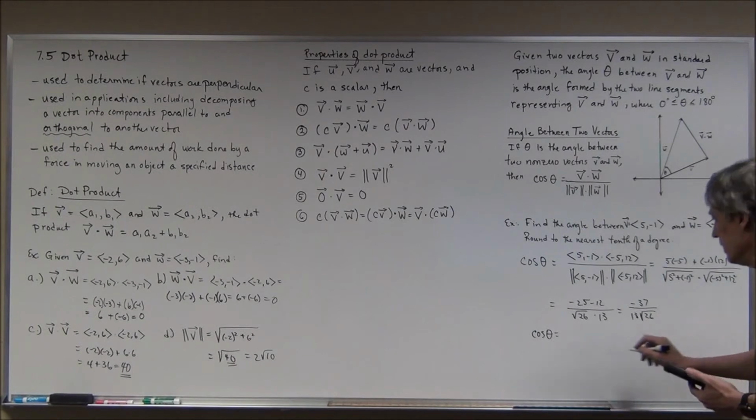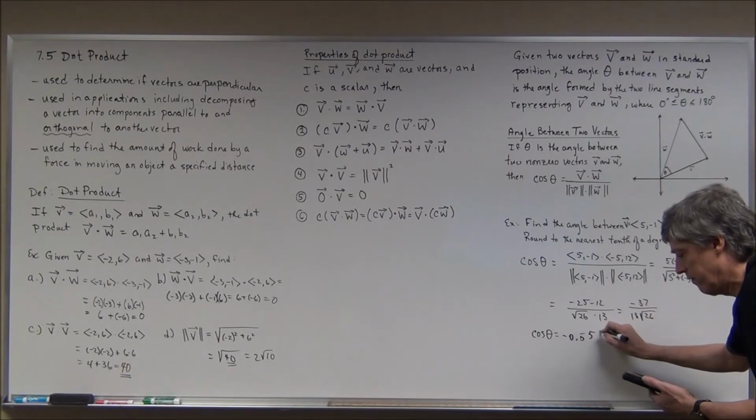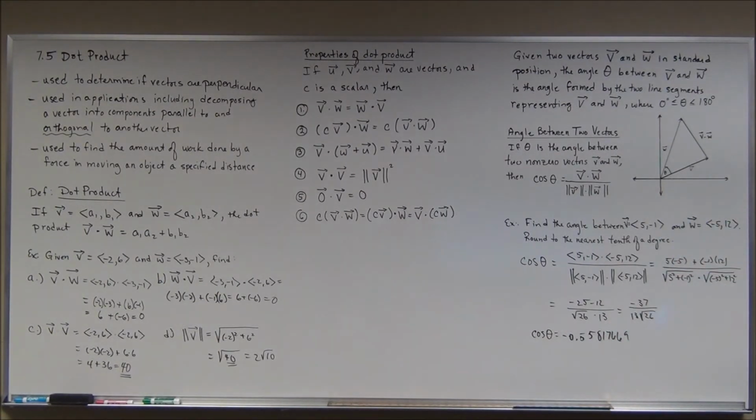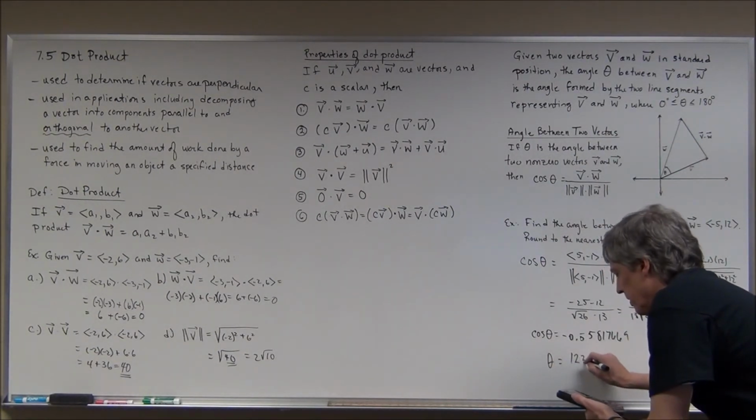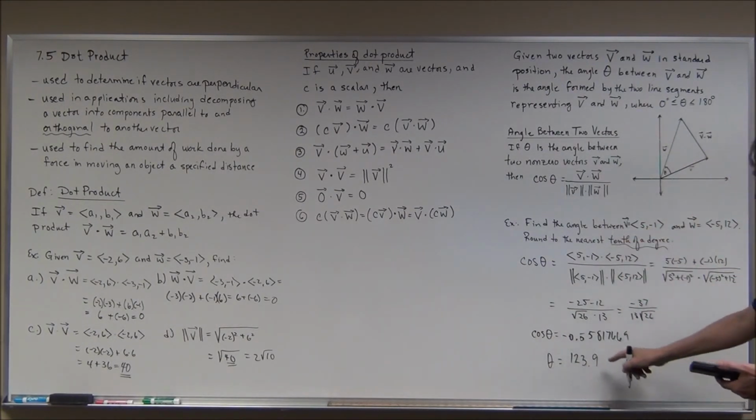And I get this to be negative 0.558817669, and so on. So now I'm going to take the inverse cosine of that. Hopefully I have kept my calculator in degrees. We'll find out in a second here. Negative 0.55817669. And I get 123.929, and I think it said rounded to the nearest tenth of a degree, so we'll leave it at this.